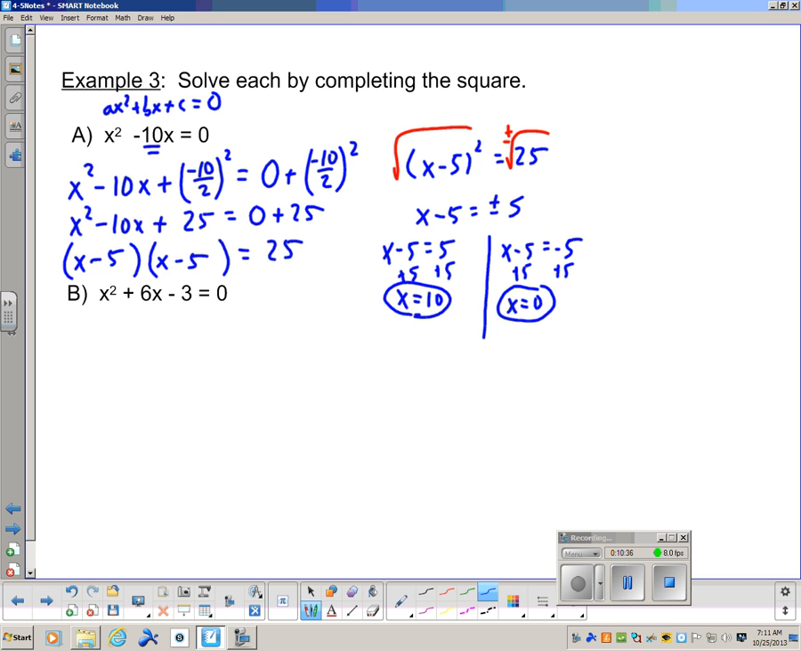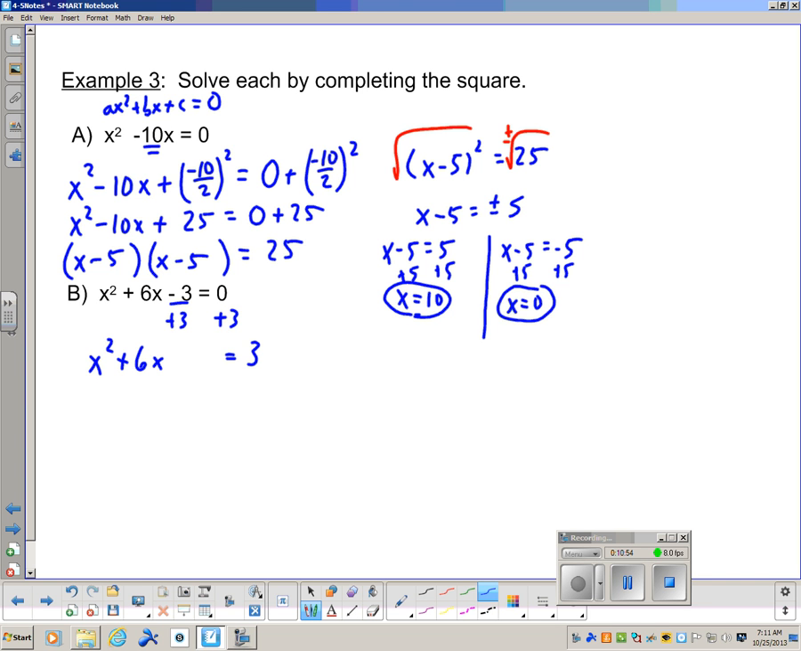Now part B there, again, using completing the square. So the first step is always, if you've got a c term here, which we do, we got a minus 3 here, we got to go ahead and bring that on the other side, so I got to add 3 to both sides. So x squared plus 6x equals 3.